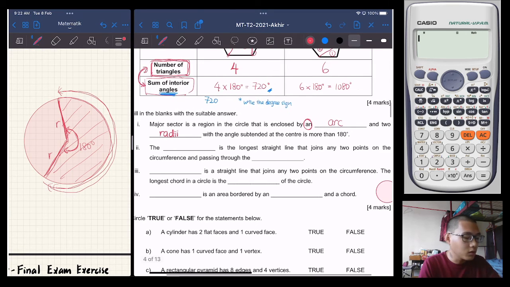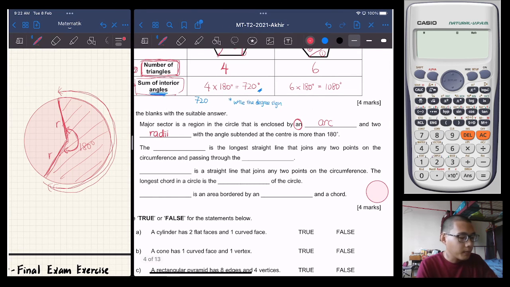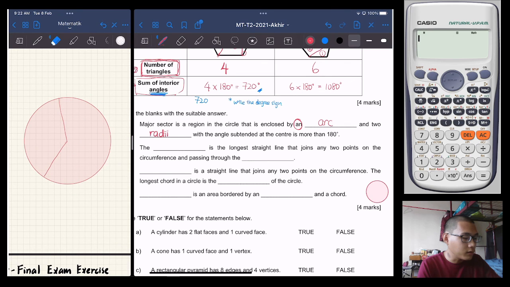Okay, now the question part 2. The what is a longer straight line that joins any 2 points on the circumference and passes through the what? Okay, so we see this one: a straight line that joins any 2 points on the circumference. Do you know what is circumference? So circumference is this one.